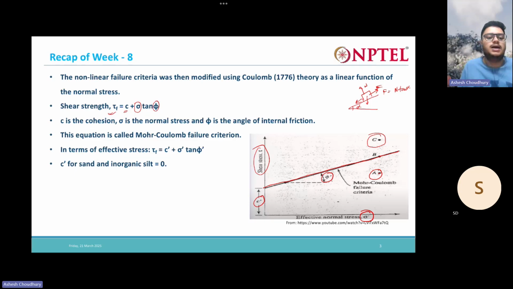Okay, and C prime for sand and inorganic silt is generally 0.